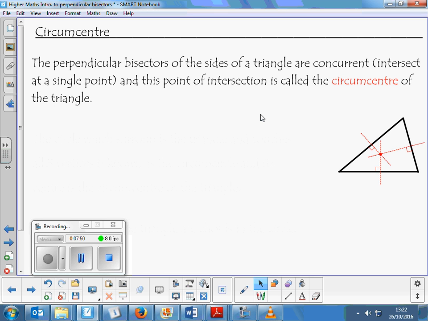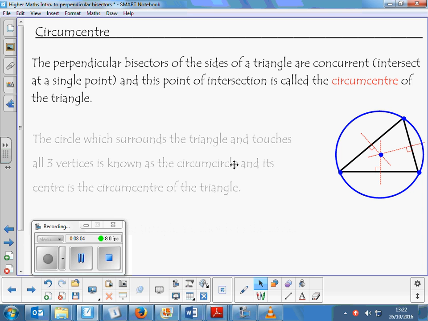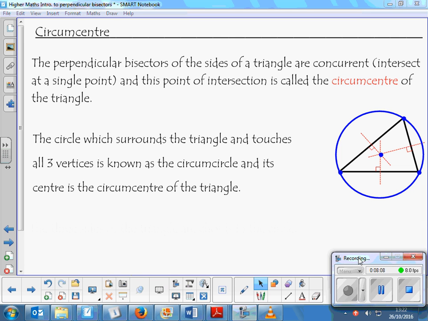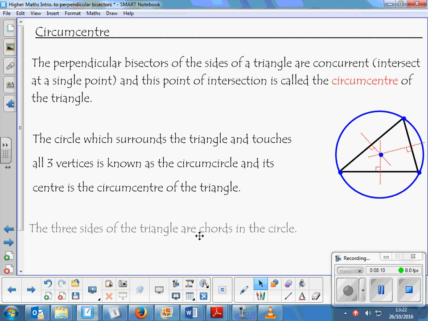Okay, now what else can happen here is that if you draw a circle around the outside of this triangle, where each of the vertices touch the circle, this circle is called the circumcircle of the triangle, and its center is actually this circumcenter here. So this kind of question might not necessarily come up in a straight line, but it could come up in circle, and it's more just to be aware of the vocabulary circumcenter and circumcircle.